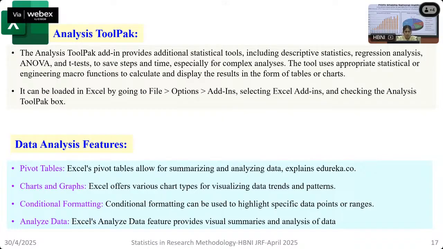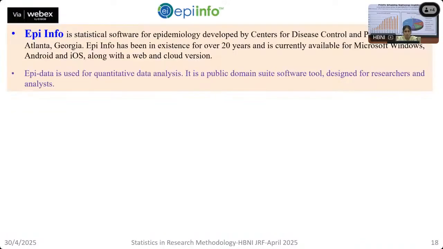These are the features which are available in Excel: pivot tables, charts, graphics, conditional formatting, and analyzing data. All these features will help you to do whatever we discussed till date in the class.